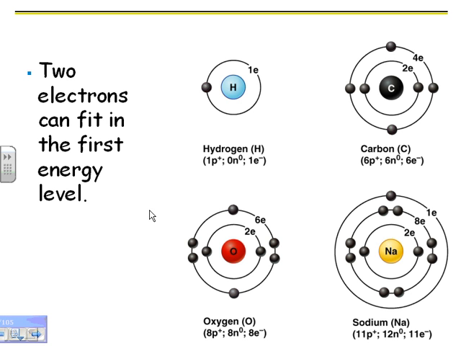2 electrons can fit in the first energy level. So if you look at this, there's 2 electrons in that energy level. For sodium, there's 2 electrons in this energy level. Carbon has 2 electrons. If you look at hydrogen, it only has one right now. Why is that? It's because there's only one open space. Okay, good. And that's the reason.